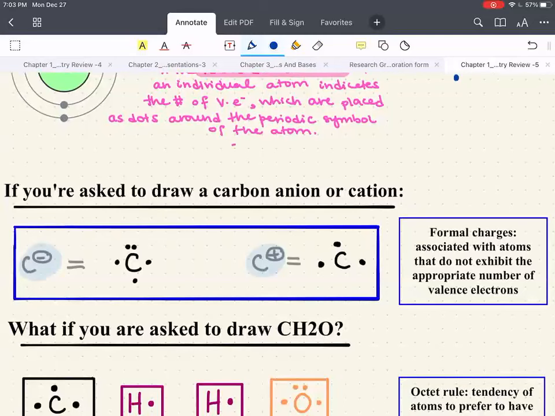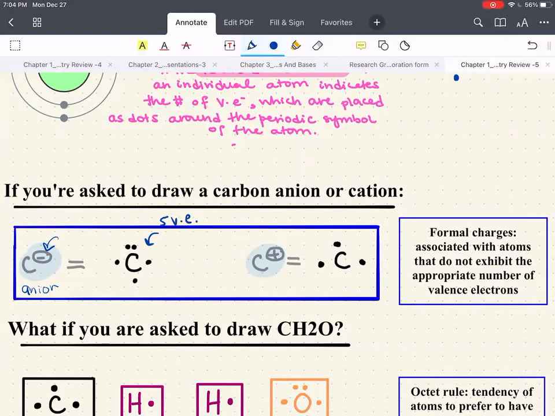So if we had to draw a carbon cation or anion, know that a carbon anion with a negative charge has one more electron than usual. It has one more electron than usual, which is why it's so negative. All right, so this is our carbon anion. It has a negative charge. This tells us, oh, it has one more electron than usual. It has 4 usually, so with a negative charge, it's going to have 1 extra. And so a carbon atom with a negative charge will actually have 5 valence electrons.